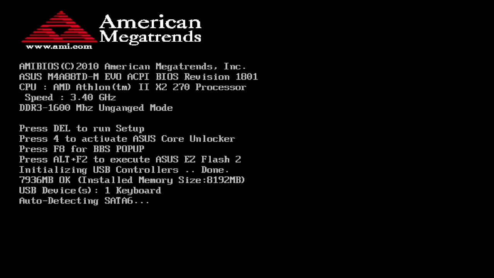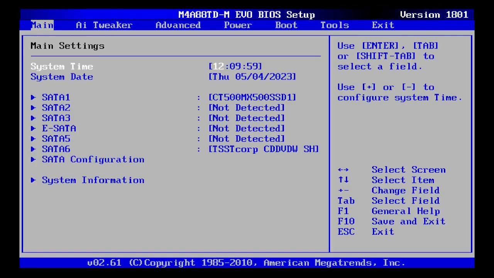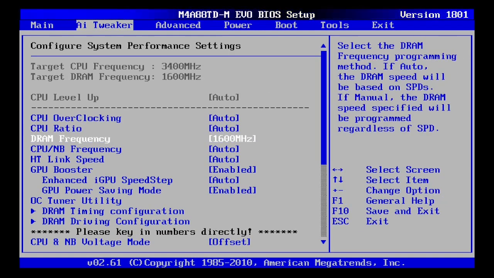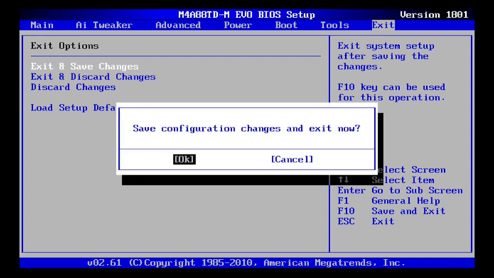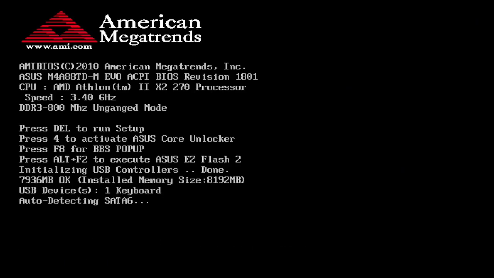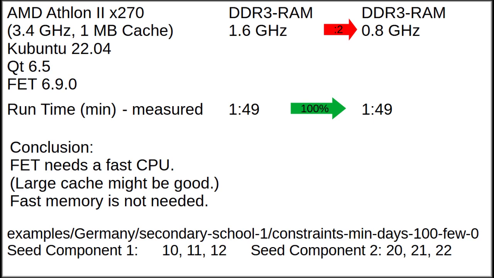So far I must assume that the memory speed is not critical. To prove that, I generated the dataset once with the original clock frequency of 1600 MHz and once with a half frequency of 800 MHz. Even with the half clock frequency, I didn't measure a difference in time. Summing up. Of course, it depends on your dataset, but the generating speed mainly depends on your CPU and its cache size. The impact of memory speed is very small.